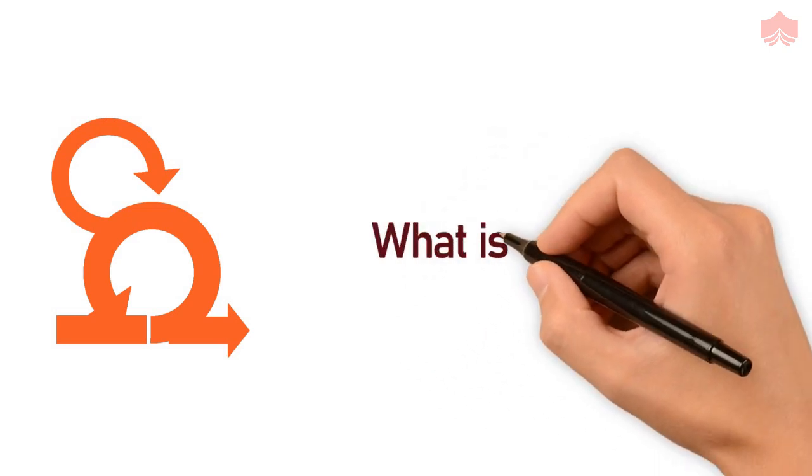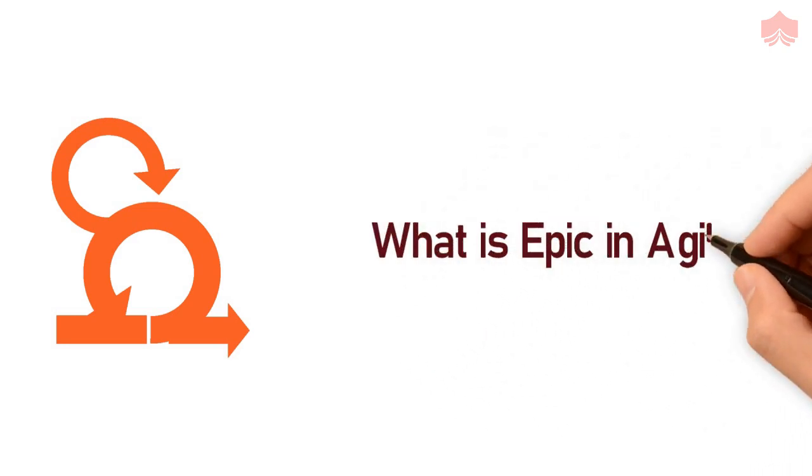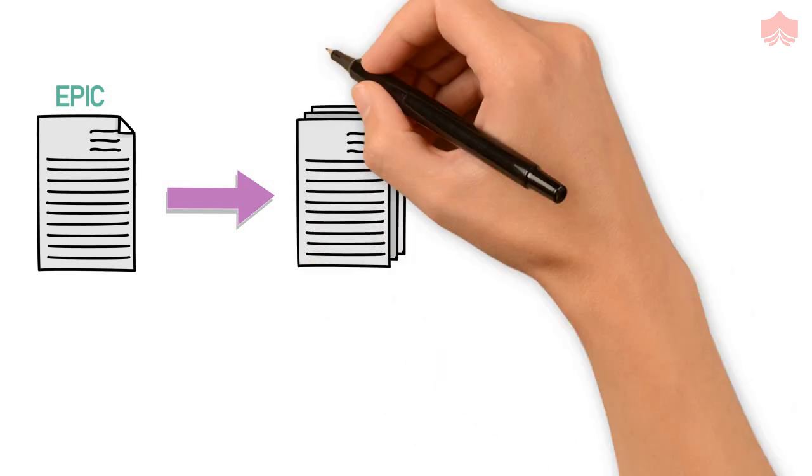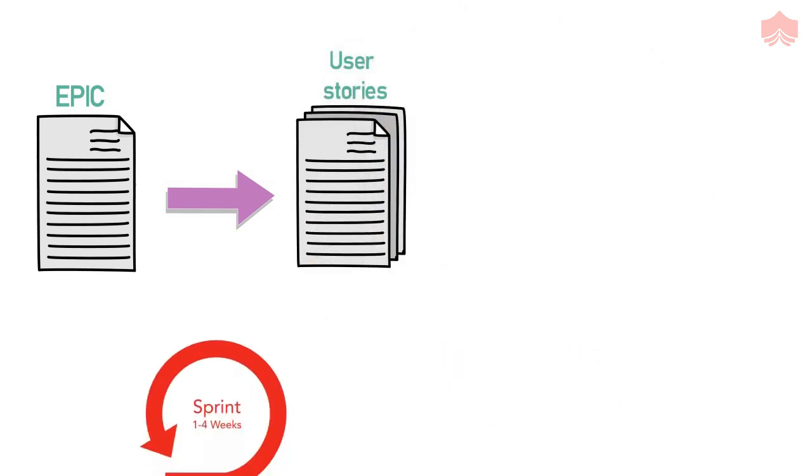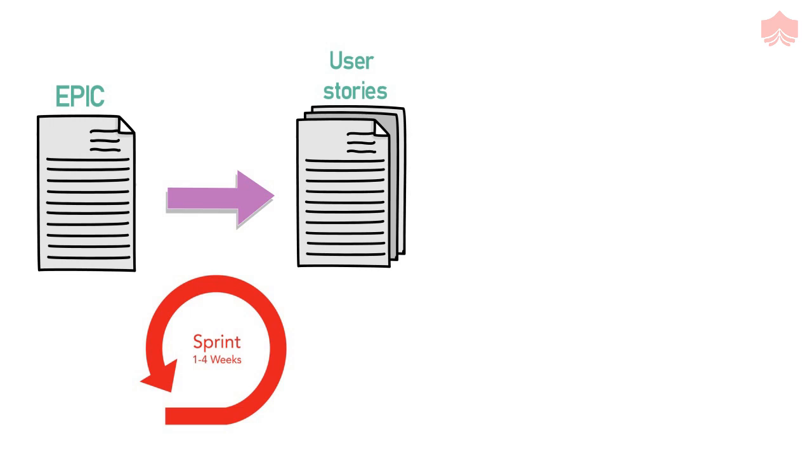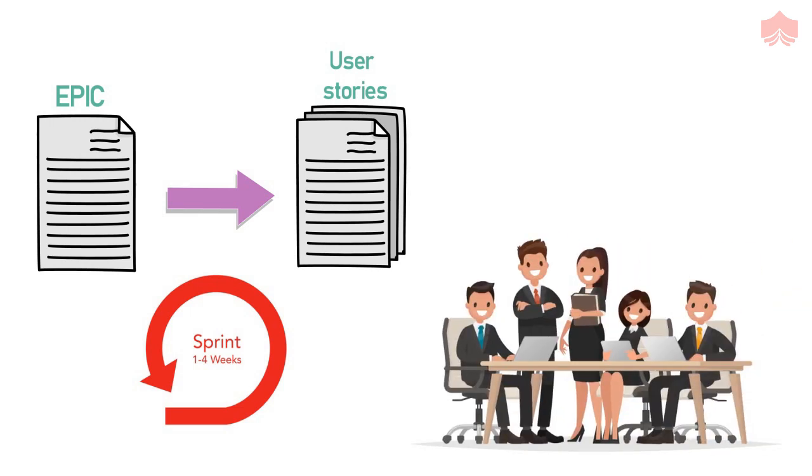In this video, we will be explaining the epic in Agile and how to create one. So let us begin. In simple terms, Scrum Epic in Agile methodology is a big chunk of work which can be divided into smaller user stories. An epic can be spread across sprints and even across agile teams.